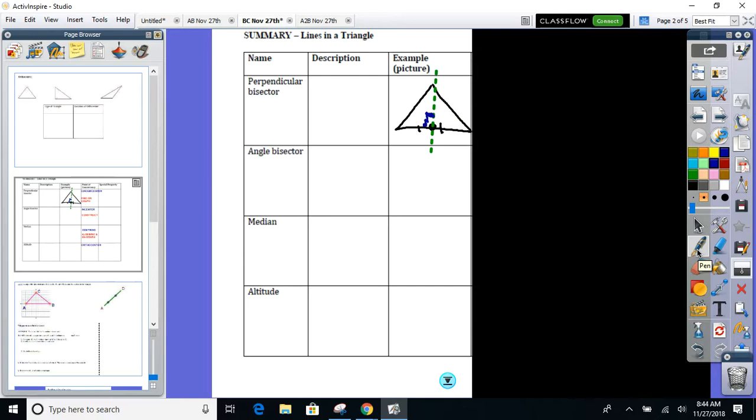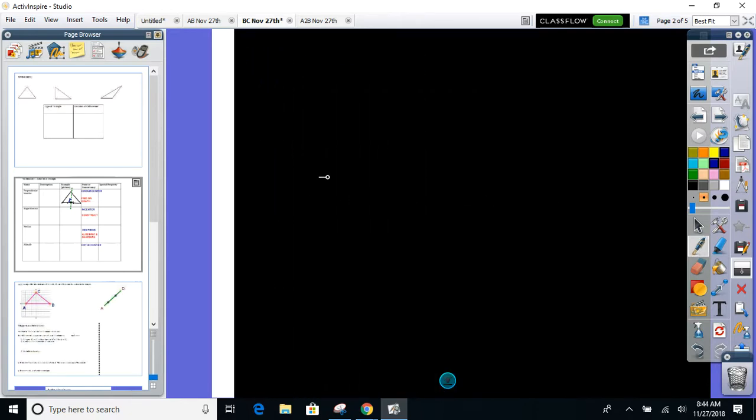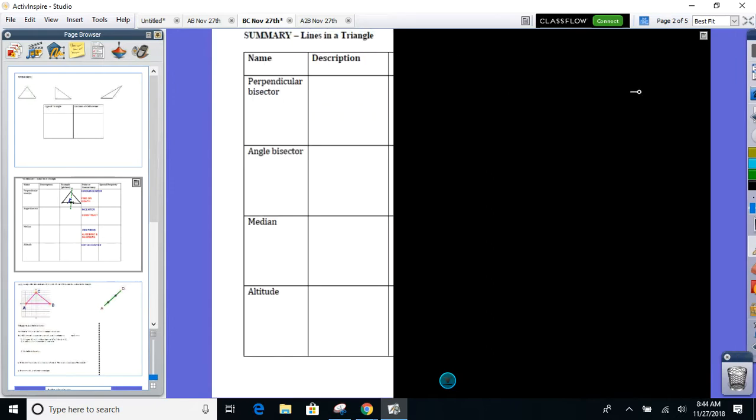If I drew the other two in, they're all going to intersect at the same point called the... I'm hearing different words. I'm getting nervous. All three perpendicular bisectors intersect at the circumcenter. Yep.